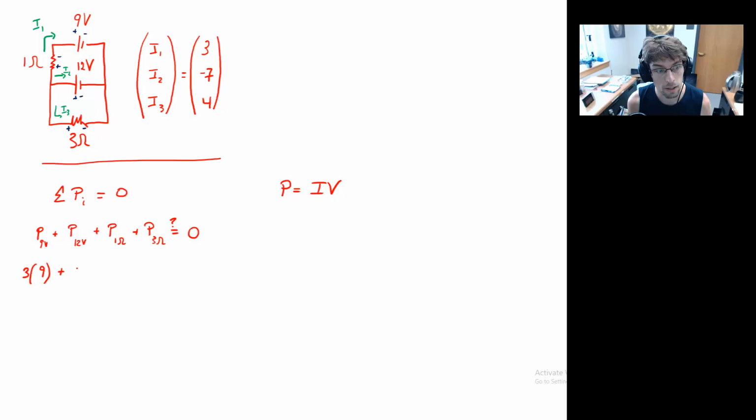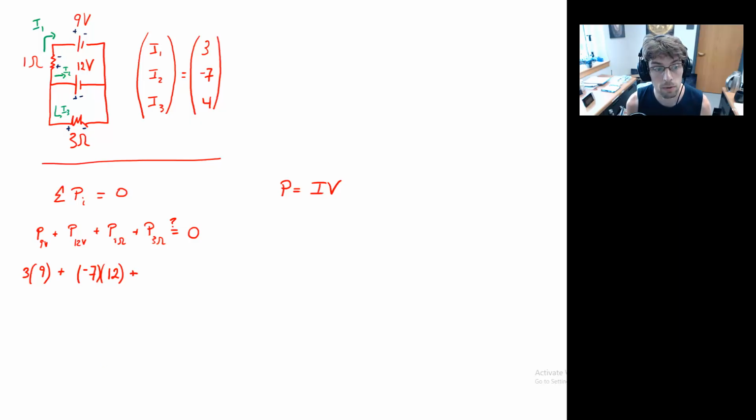So for the next one, same idea. We have current I2, which is given as -7, times the 12-volt battery. And notice again that based on the direction we chose, that current is going into the positive terminal. So I'm keeping the positive sign in front of that term.